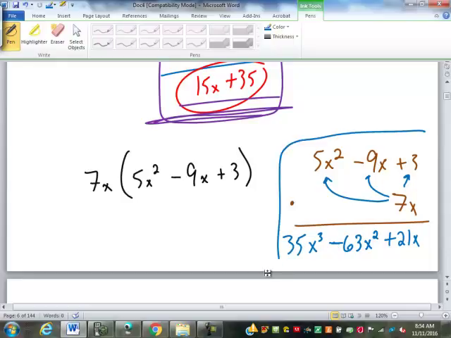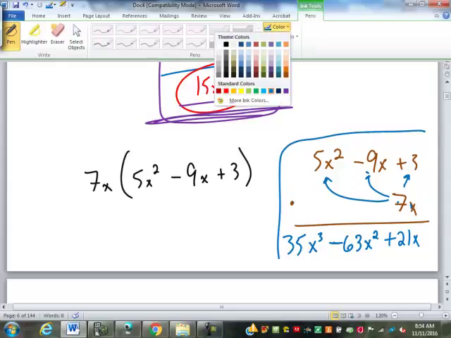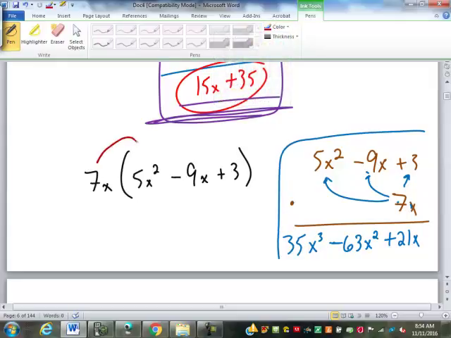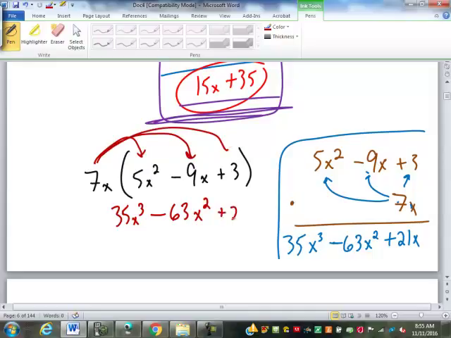Does that process make sense to everybody? Because 7 times negative 9 is negative 63. X times x is x squared. Now again, the way most of you have probably seen it, if you did it before, was like this. 7x times 5x squared is 35x to the third. 7x times negative 9x is negative 63x squared. And 7x times positive 3 is a positive 21x. We get the same answer, and like I said, this is shorter, but this is really what's happening.